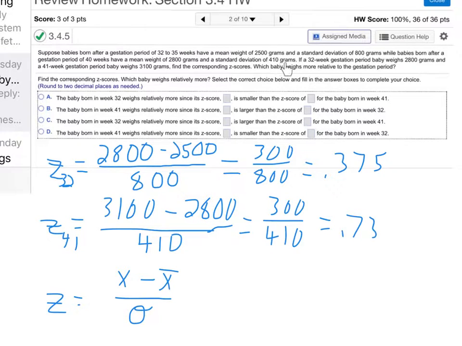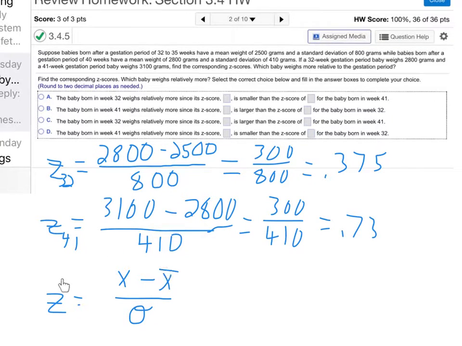deviation of 410 grams. If you have a 32-week gestation period for a baby that weighs 2,800 grams, and a 41-week gestation period baby weighs 3,100 grams, find the corresponding z-scores. Which baby weighs more relative to the gestation period?